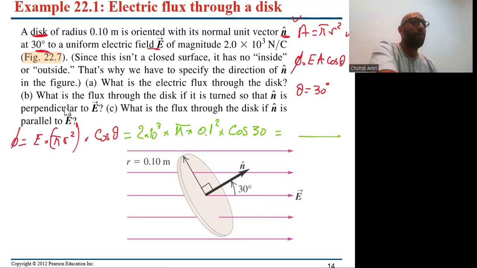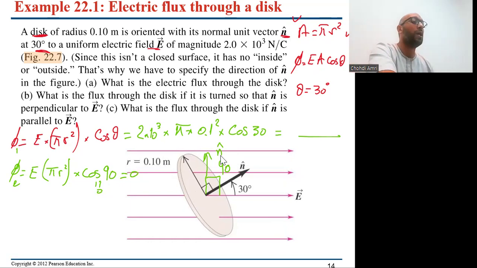Okay, let's move to question B. What is the electric flux through the disk if it's turned so that N is perpendicular to E? N is perpendicular to E, so it's oriented in this direction, and the angle now is 90 degrees. Let's say this is electric flux 1. Electric flux 2 will be E multiplied by A, that means pi r squared, multiplied by cosine 90. Cosine 90 gives 0, that means the electric flux is 0. In this case, no electric field is penetrating the surface of the disk, okay? Because the flux is 0.